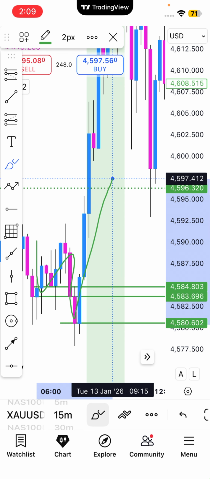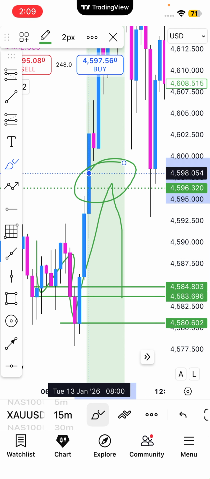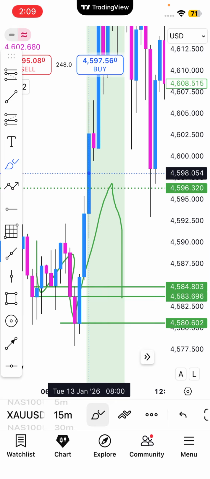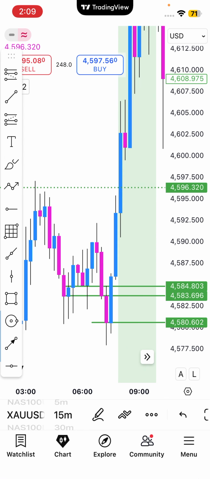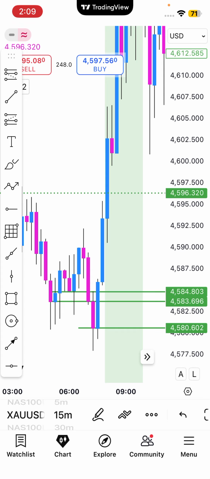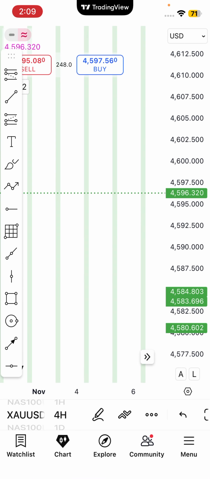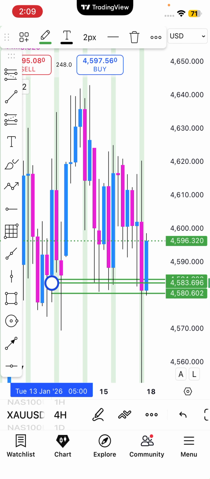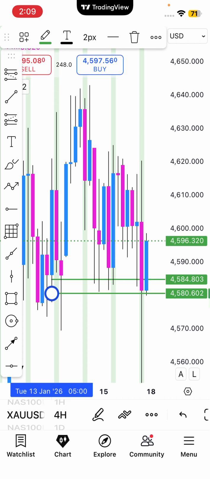So price never came back in session. In session is the green shadow, it's just from 8 to 10. So there was no trade this day. Obviously price came back later, but I don't trade outside of session because that's too late already. So Tuesday was a miss, so I reset. I need to go to Wednesday now and find out if there's anything on Wednesday.